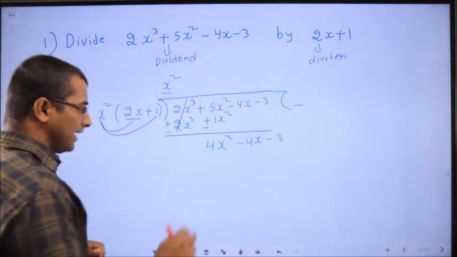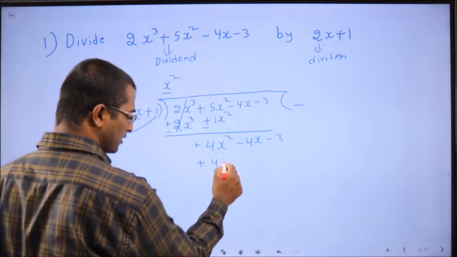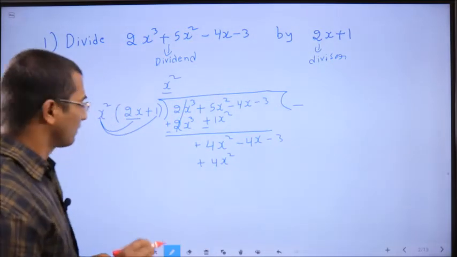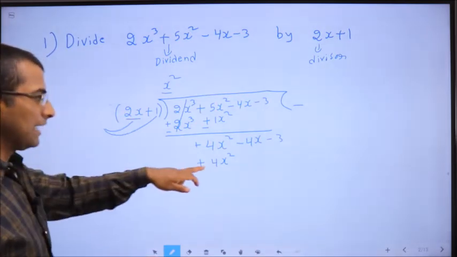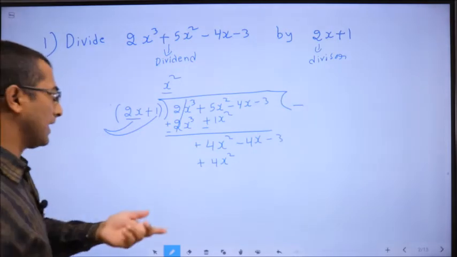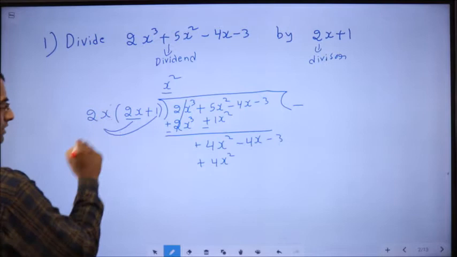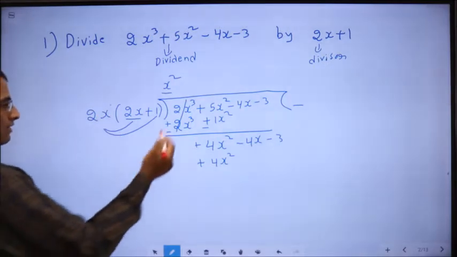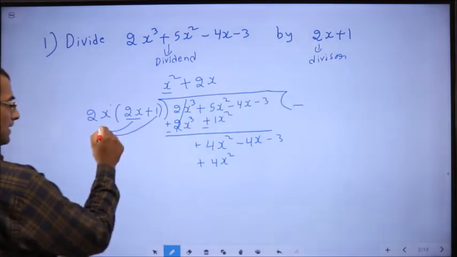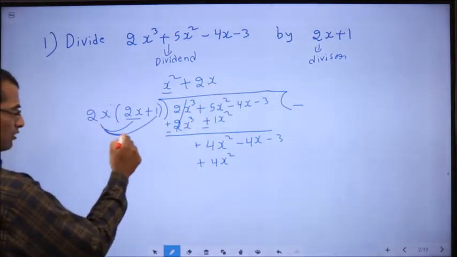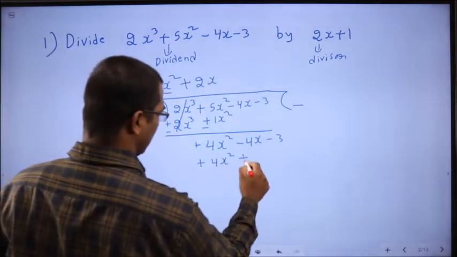Next thing. Here I have plus 4x square, under this also I should get plus 4x square only. Over here I have 2x. 2x should be multiplied with what? Such that I get 4x square. 2x needs to be multiplied with 2x. Only then I get 4x square. So write that 2x over here. So 2x into 2x, 4x square, 2x also needs to be multiplied with 1. So 2x into 1, so I get plus 2x.